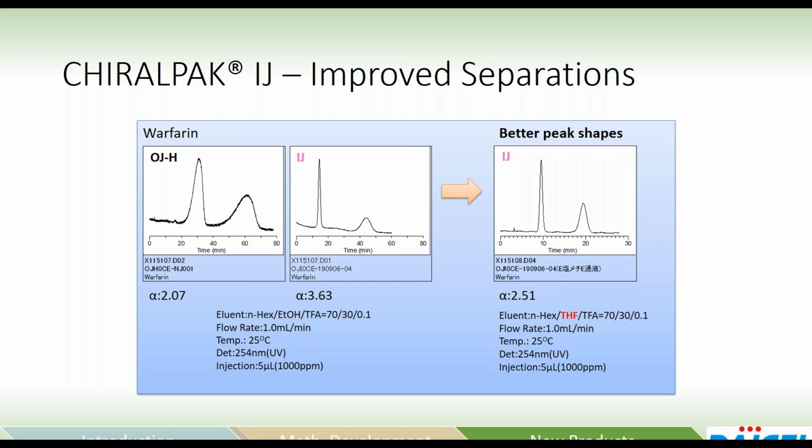So this is a separation here of warfarin on OJ-H and IJ under normal phase conditions. It separates, but the peak shape is poor. Going to extended range conditions here with THF, you see there's a dramatic improvement in the peak shape and a much nicer looking chromatography.